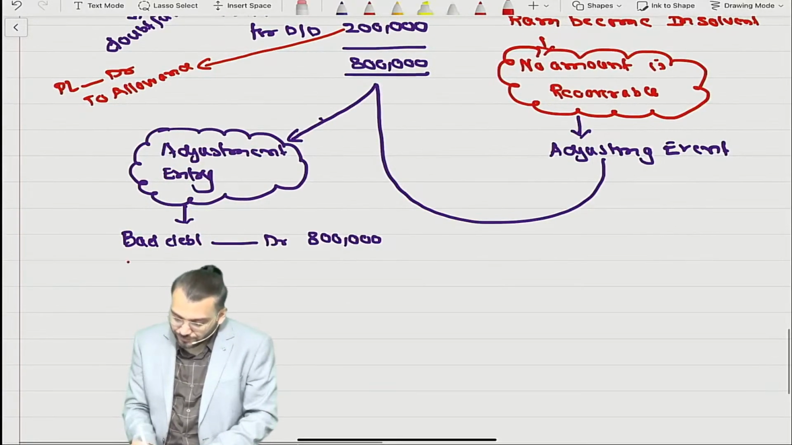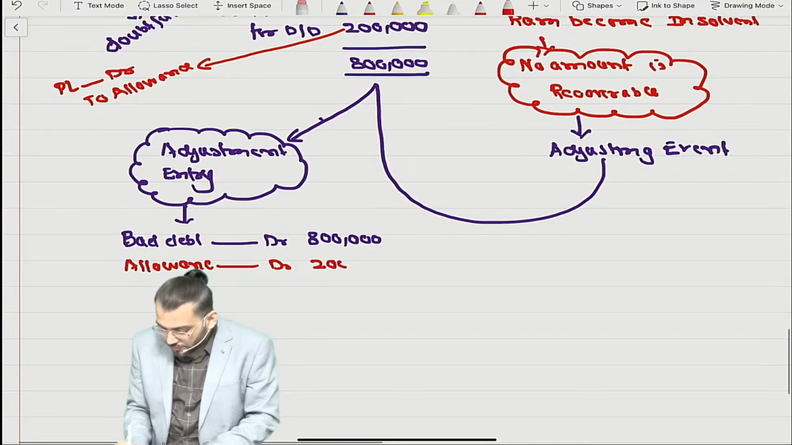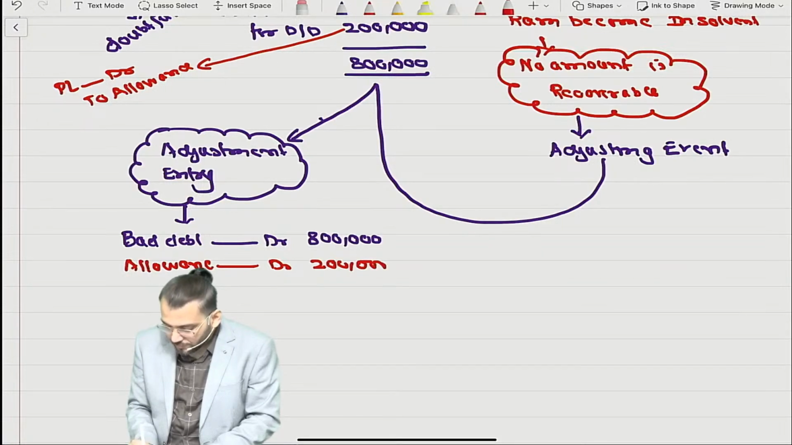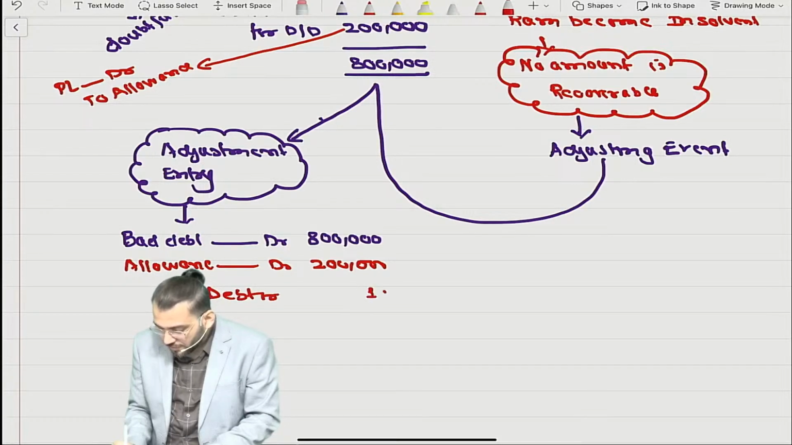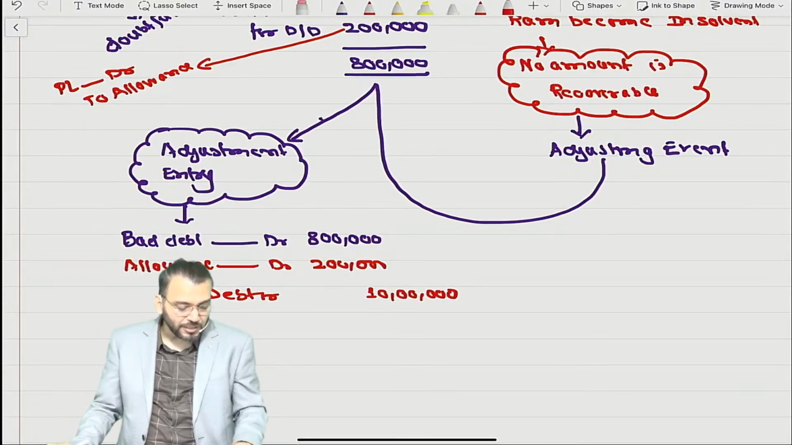Allowance account debit 2 lakh. To debtor how much? 10 lakh. Anyone who wants to change this journal entry? Any alternative journal entry? Or I will close it. If everyone is saying correct, so okay only.